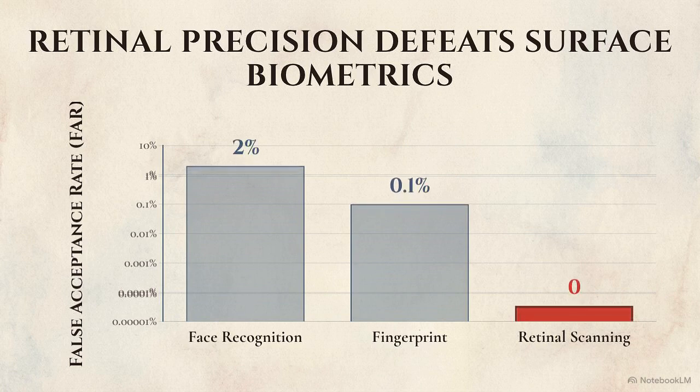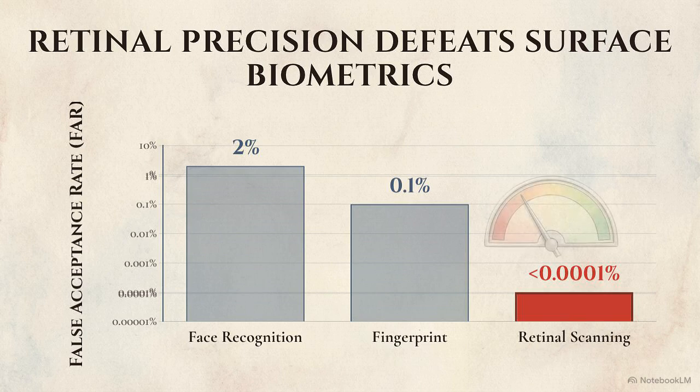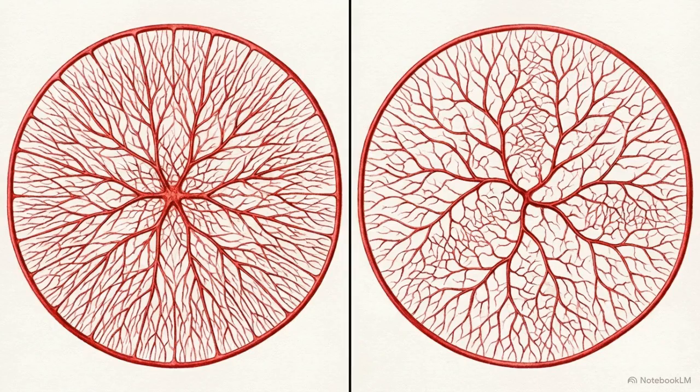Retinal scanning operates at a false acceptance rate of less than 0.0001%, 1 in a million. Statistically, it is the most rigorous human identifier currently mapped. The architecture of the retinal vascular system is highly chaotic. Even monozygotic identical twins develop structurally distinct arterial layouts.